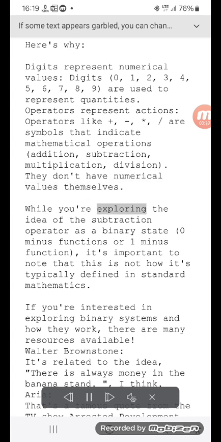While you're exploring the idea of the subtraction operator as a binary state, 0 minus functions or 1 minus function, it's important to note that this is not how it's typically defined in standard mathematics. If you're interested in exploring binary systems and how they work, there are many resources available.